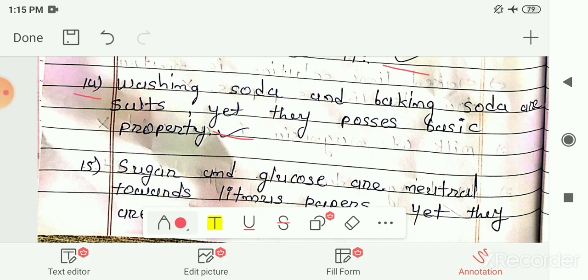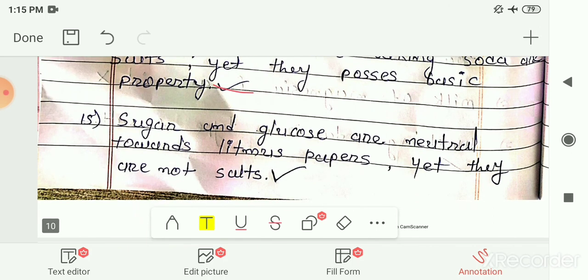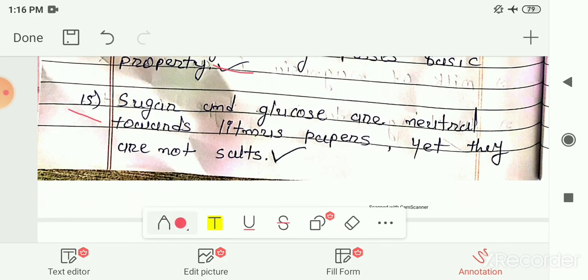In the previous true false also we had seen that washing soda and baking soda are salts, but they are basic in nature or contain basic properties. Last one, fifteenth number, sugar and glucose are neutral towards litmus paper, yet they are not salts. So here again your answer is true, they are not salts, but they show neutral effect towards the litmus paper. So here your true false, that is question number 5, gets over.